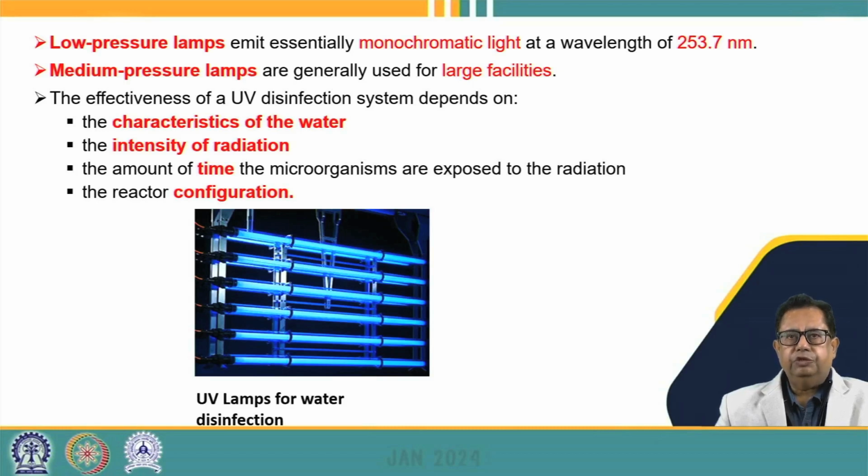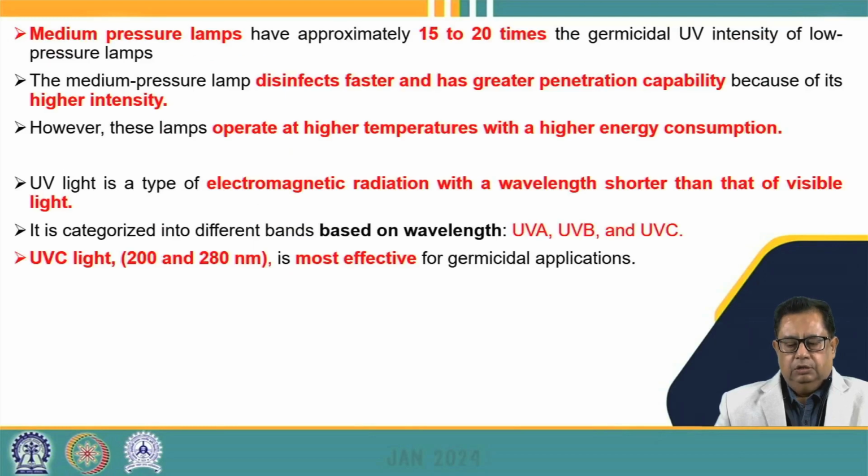So the disinfection by UV system depends upon the characteristics of the water, the intensity of the radiation, and the amount of time the microorganisms are exposed to the radiation. It also depends upon the reactor configuration. The medium pressure lamps have approximately 15 to 20 times more germicidal capacity in comparison to the low pressure lamps. So the medium pressure lamps generally disinfect faster and have a greater penetration capability because of the high intensity of the UV radiation. However, these lamps operate at higher temperature and require very high energy consumption. So that's why they are generally used for large scale installations.